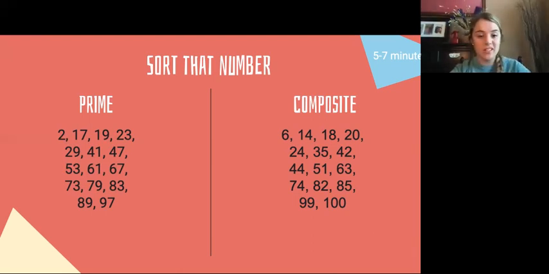Does everybody agree that these are correct? Yes, that's amazing because I agree that these are all in the correct place. You all did a great job of sorting them the first time, and that means that you know how to determine what prime and composite numbers are. So now we're going to work on a worksheet.